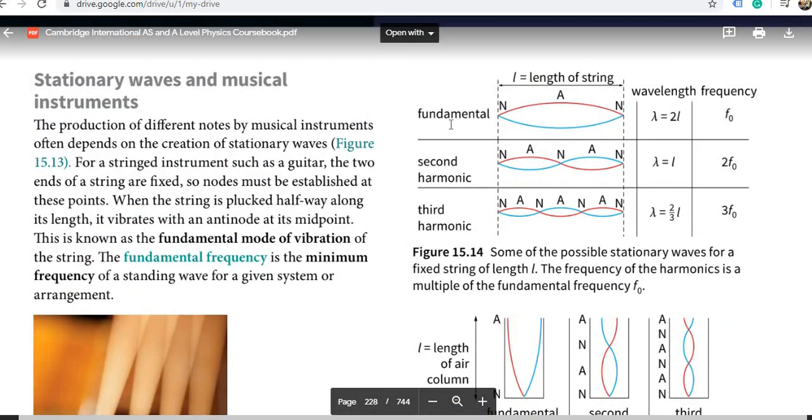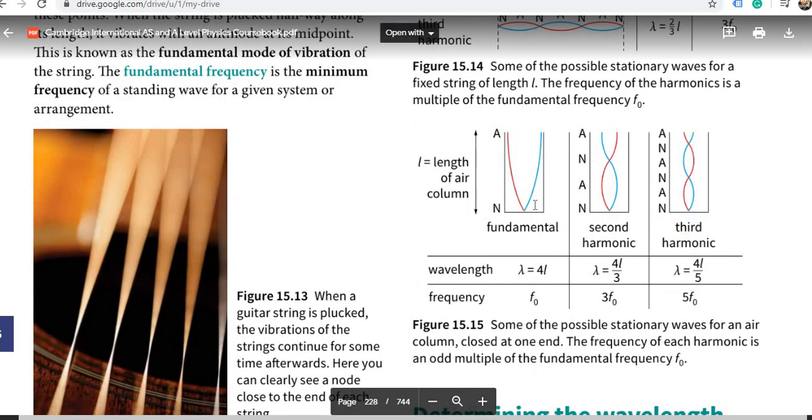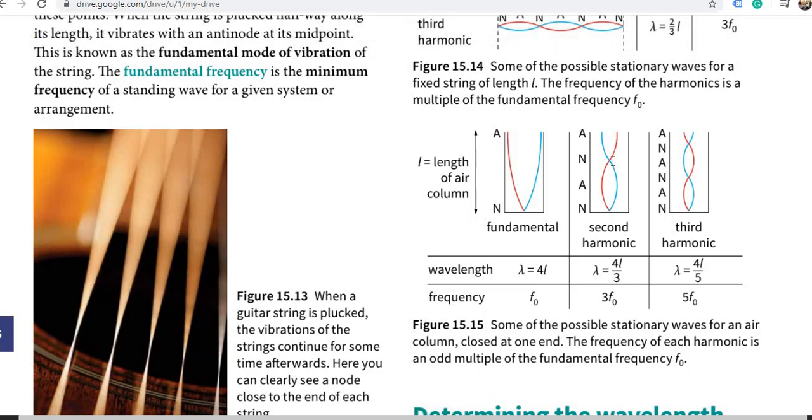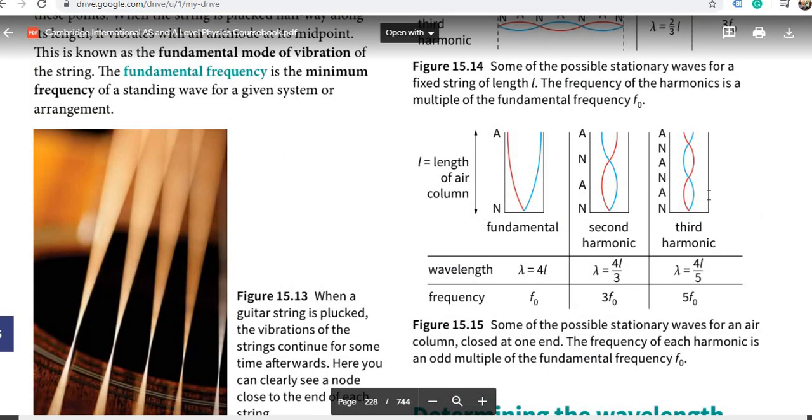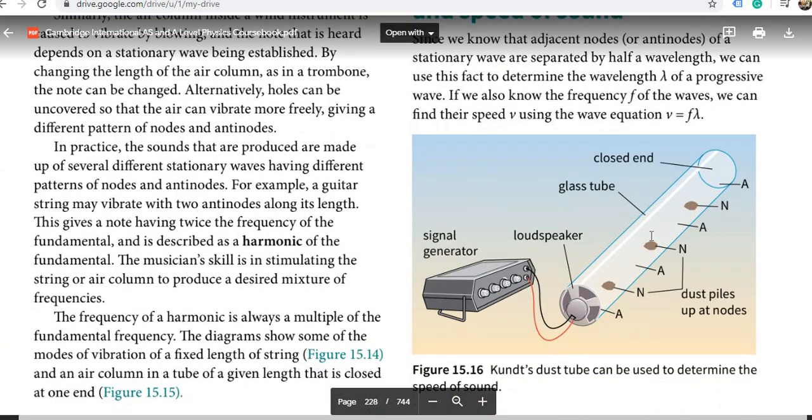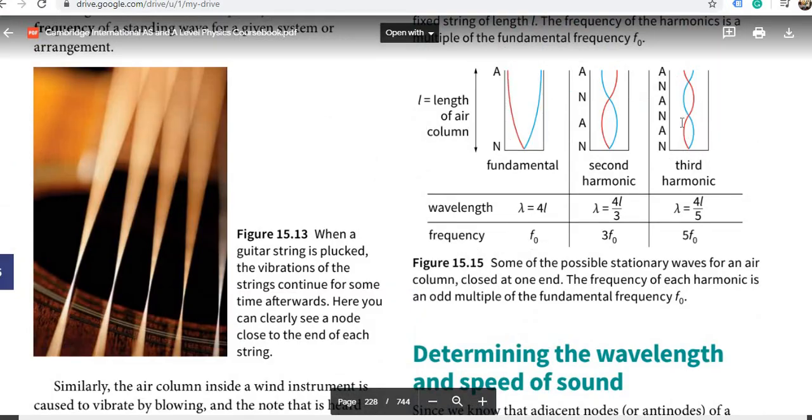Fundamental frequency, we can say f0. So the first one is this, the fundamental. The second one is this. You have one node in the middle. Then the third one is two nodes in the middle. Here you have 1, 2, 3 nodes, which means it is the one after this. So then it will be 7 f0, odd numbers. 1, 3, 5, 7, 7 f0.